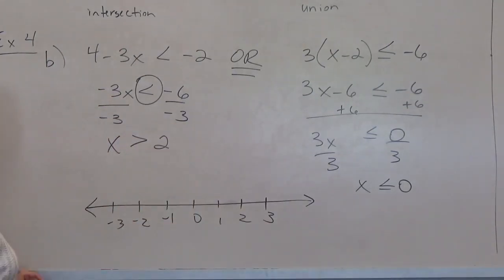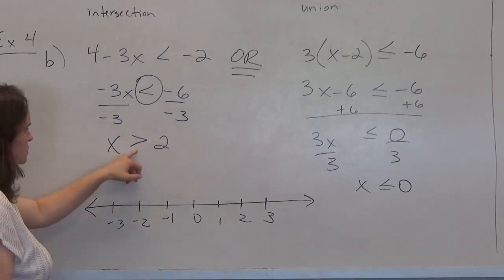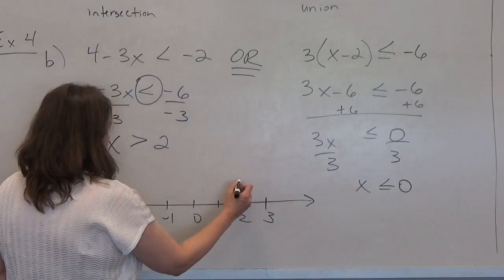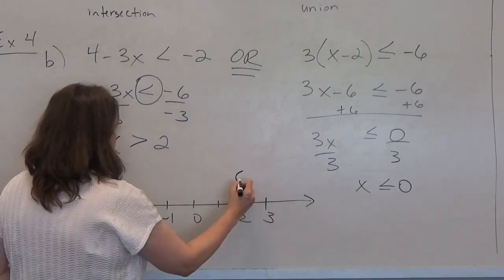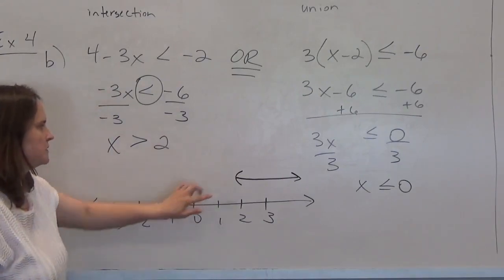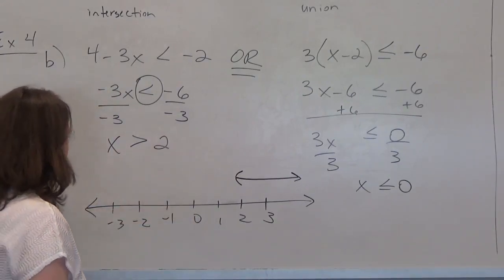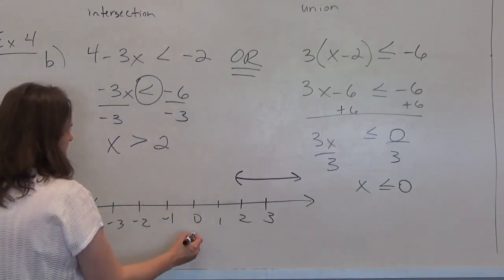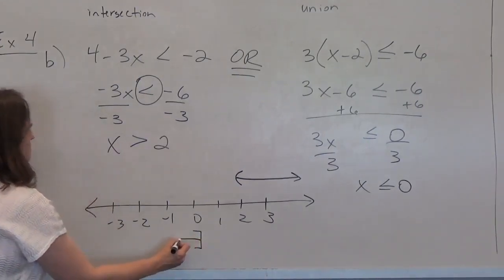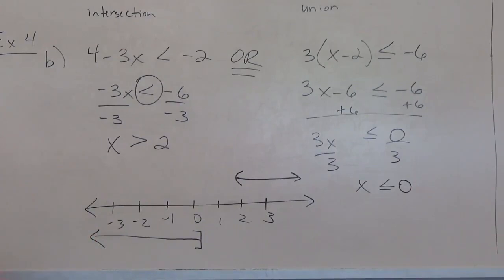So now we'll graph the two individual pieces, x greater than 2. I'm going to put it above my graph. So I'm going to do the round parenthesis and shade everything greater than 2, like this. You could also do the open circle. x less than or equal to 0, I need to shade everything smaller than 0, including 0 itself. So I'm doing a square bracket and shading everything to the left.